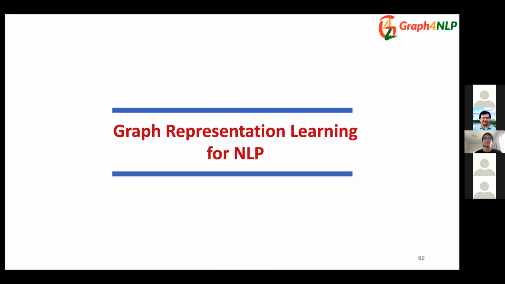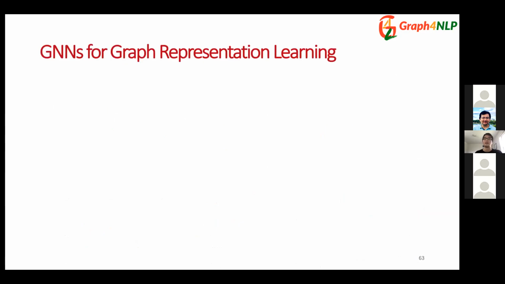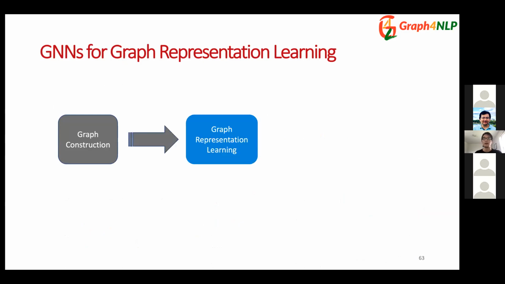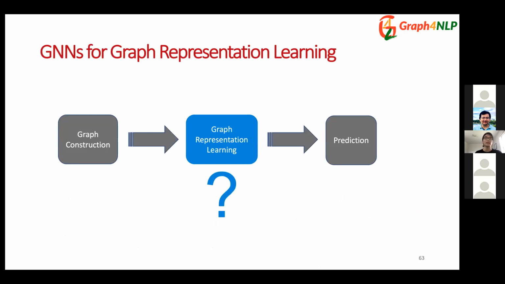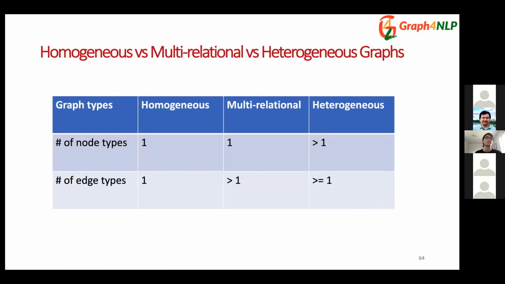Okay, so that's for graph construction. Now let's move to graph representation learning for NLP. Let's first briefly recap the DLG4NLP pipeline. Given a graph which can be constructed using either static or dynamic graph construction approaches, we will need to decide which GNNs to apply for the graph representation learning part. This is actually a big question, and we will try to answer it in this part of the tutorial. Let's first review some definitions on various types of graphs.